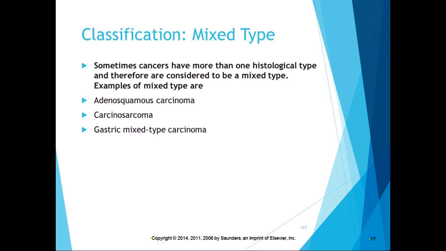The last classification is mixed type. There's more than one histological type, and so they're considered to be mixed. Like an adenosquamous carcinoma, or a carcinosarcoma, or a gastric mixed type sarcoma. So it's like the miscellaneous category.